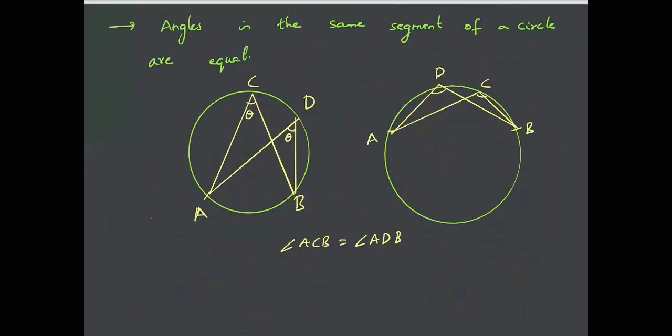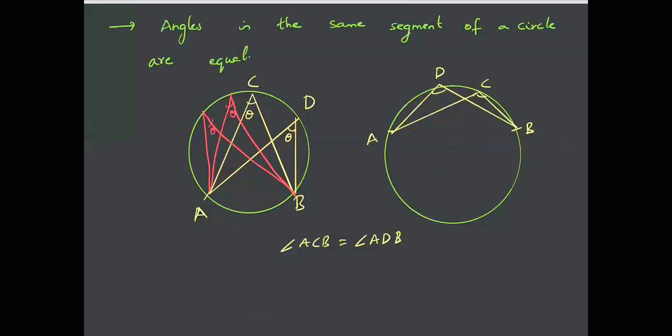Angles in the same segment of a circle are equal. This also we have done in the first session. We have also proved it. So if this angle is theta, then this angle is also theta. Not only this, you can take any point. So all these angles are equal to theta.